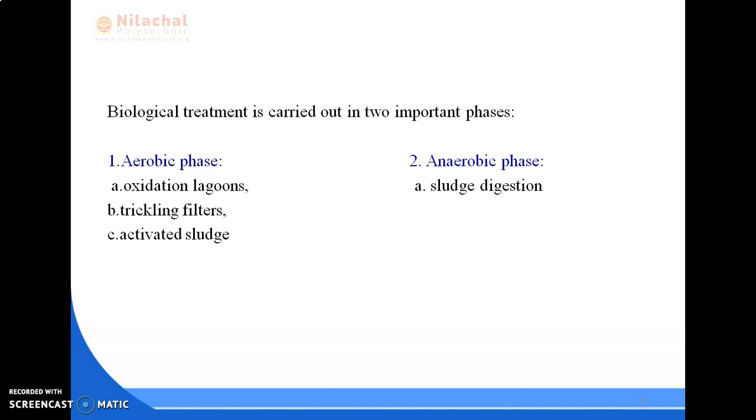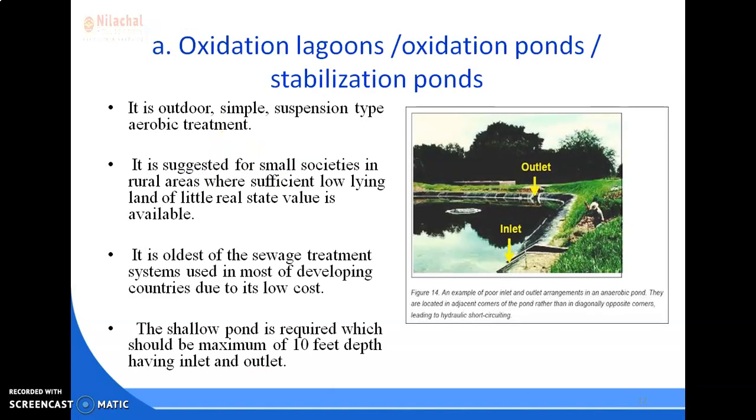So now we discuss one by one. It is the aerobic phase, that means all the steps or all the processes happen in the presence of oxygen. So let us discuss the first one. This is oxidation lagoons or oxidation pond, or other name is stabilization pond.